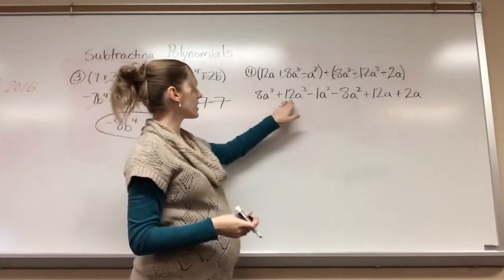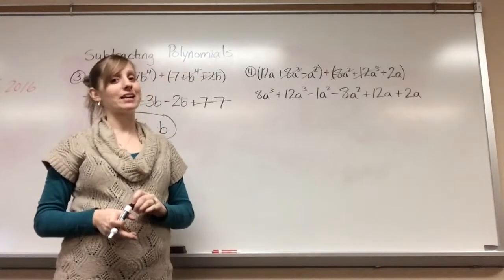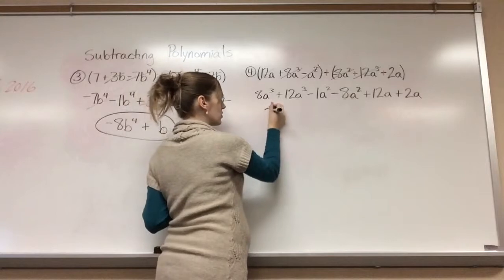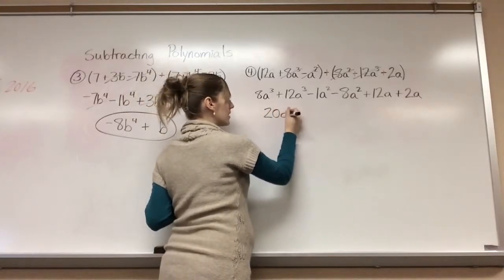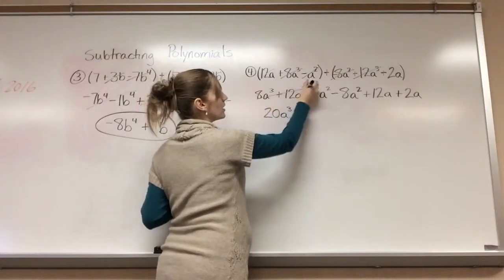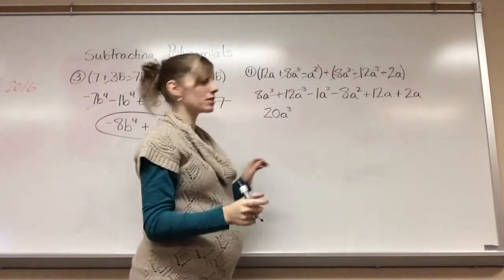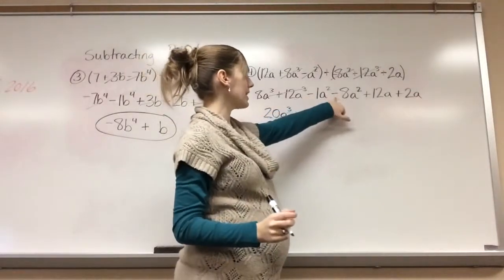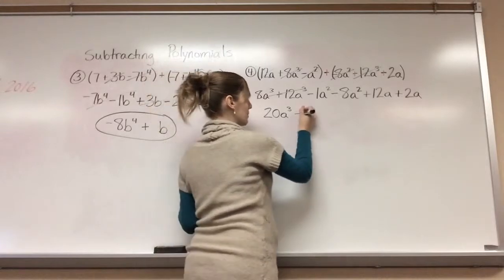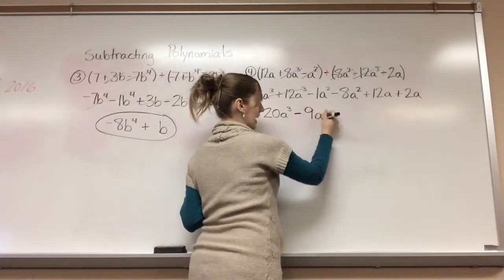My a to the 3rd and a to the 3rd have the same letter, same exponent, so I can go ahead and combine those together. 8 plus 12 gives me 20, and keep the variable the same, 20a to the 3rd. After that, my a squared and a squared, I can combine those. So negative 1 and negative 8, the signs are the same, so I will add them. Keep the sign of the bigger number. So it's minus 9a to the 2nd.